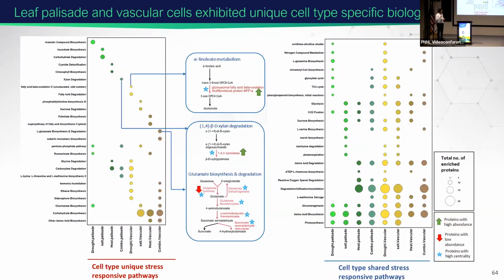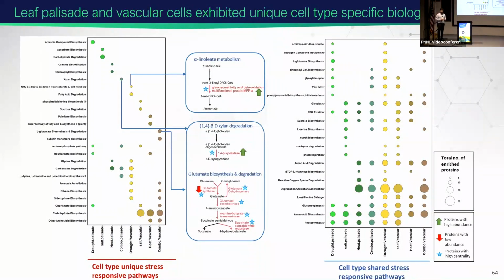So apart from the unique pathways, we also have pathways that are common. As you can see from the names of the pathways, these are central metabolism pathways like amino acid biosynthesis, gluconeogenesis, glycolysis, etc. So these pathways are kind of shared. So this is more like a shared response to abiotic stress. These are more like unique responses to abiotic stress.